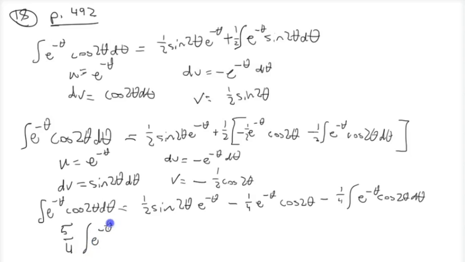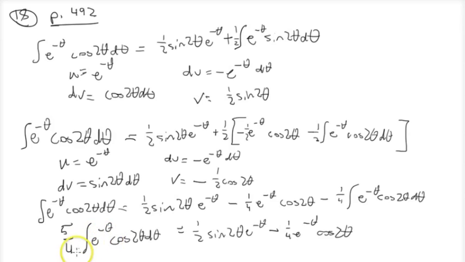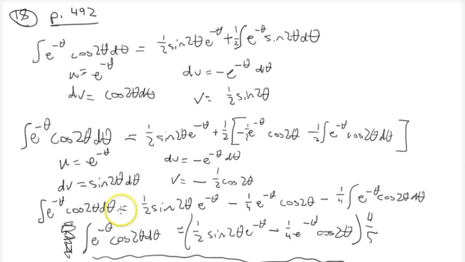So we're going to add that 1/4 over to this side, and we will get 5/4 integral of e to the negative theta cosine 2 theta d theta is equal to 1/2 sine 2 theta e to the negative theta minus 1/4 e to the negative theta cosine 2 theta. And all we have to do is multiply both sides by 4/5. And we get rid of that, and that is how we evaluate that initial integral. Look, that's the same integral up here. So that's the most complicated application of integration by parts.